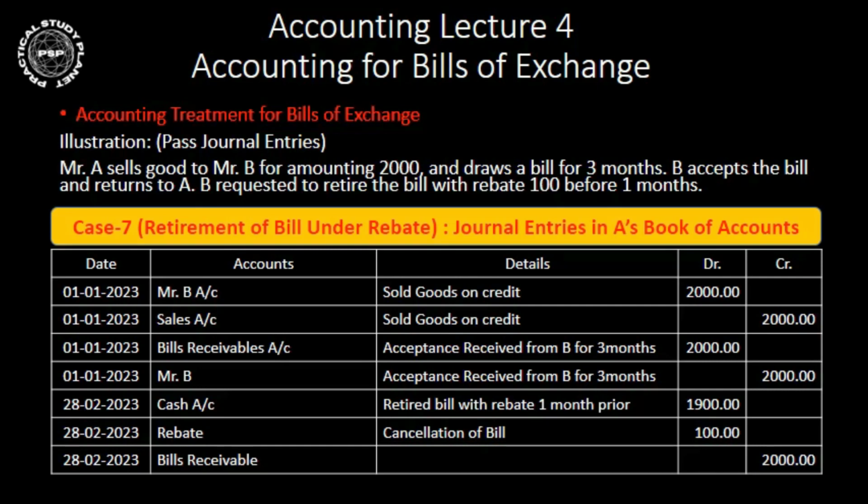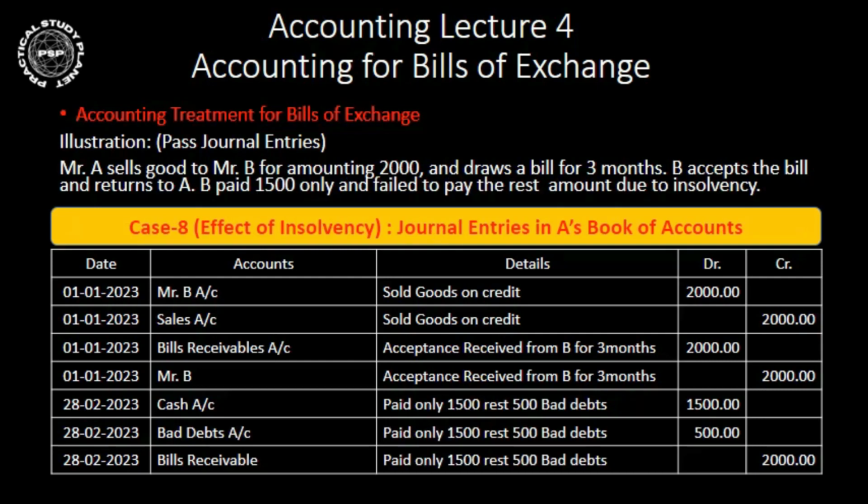This is another case, retirement of bill under rebate. First two entries will be the same for the bill of exchange. The third entry will be the entry of the retirement. The cash is received from B, so cash account will be debit. And rebate means the discount is given by Mr. A, so it will be debited. Cash will be received 100 less than the actual, so the bill receivable will be 2000 complete.